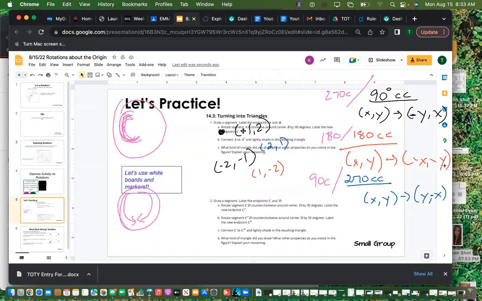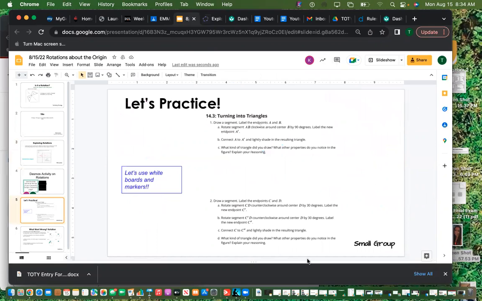All right, so looking back at our next slide. Okay, let's practice. You can use a whiteboard on this. You don't have to. But what you're going to do is on a piece of graph paper, draw a line segment. It doesn't matter where the line segment is, but you're going to draw a line segment AB. And you're going to rotate it 90 degrees clockwise. So you're going to use those rules.